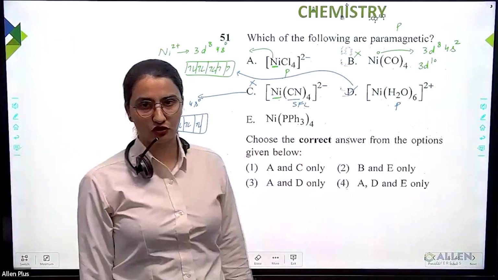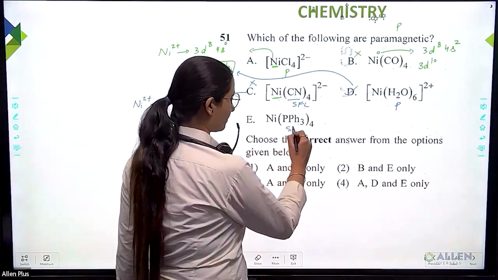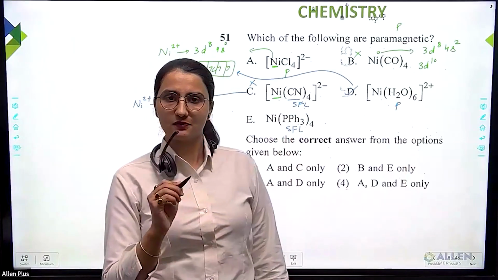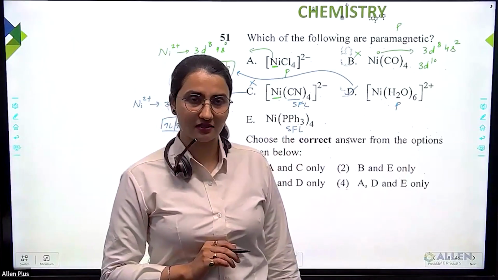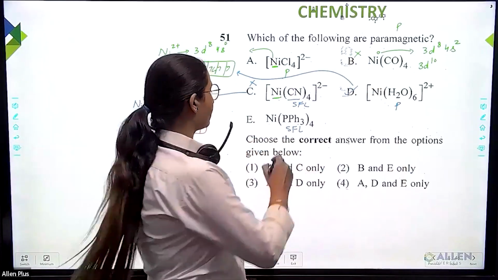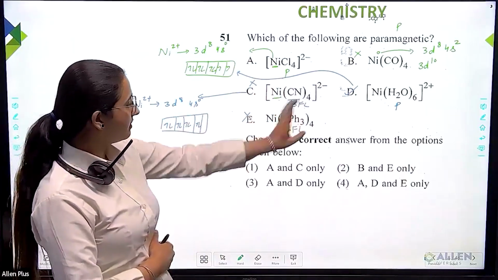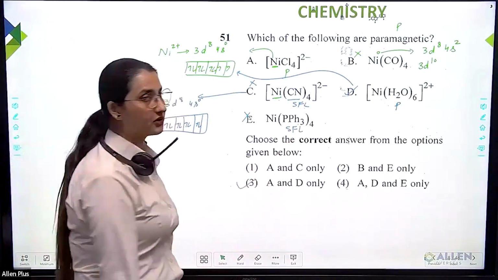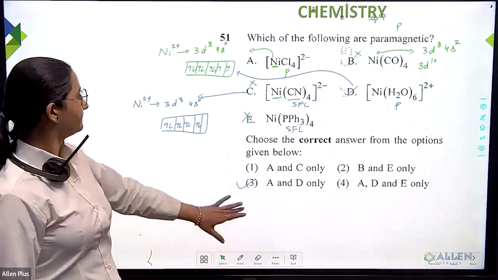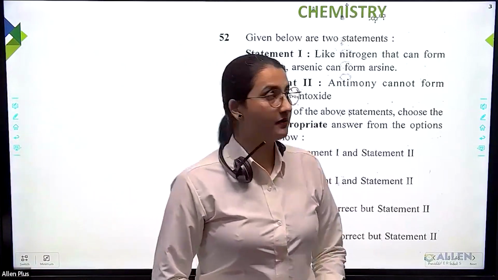Last, PPh3, triphenyl phosphine. It's also, students, strong field ligand. Ni is present in 0 state. Correct. Similar to this B. It's 3d10. So it is what? Diamagnetic. Correct option is A and D only. Option 3. Fine.